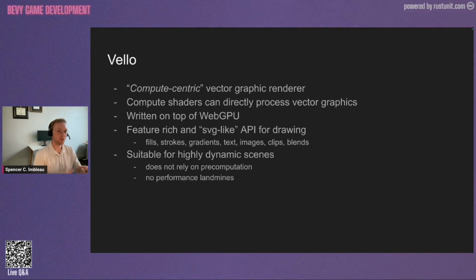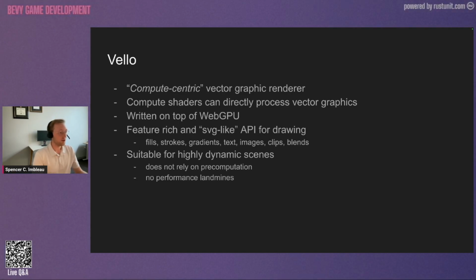And it's a very feature-rich SVG-like API for drawing vector graphics. So your standard fills, strokes, gradients, text, images, and when I say images, you can also embed raster images using Velo, as well as clips and blends and various other rich styling. All that's available in Velo.